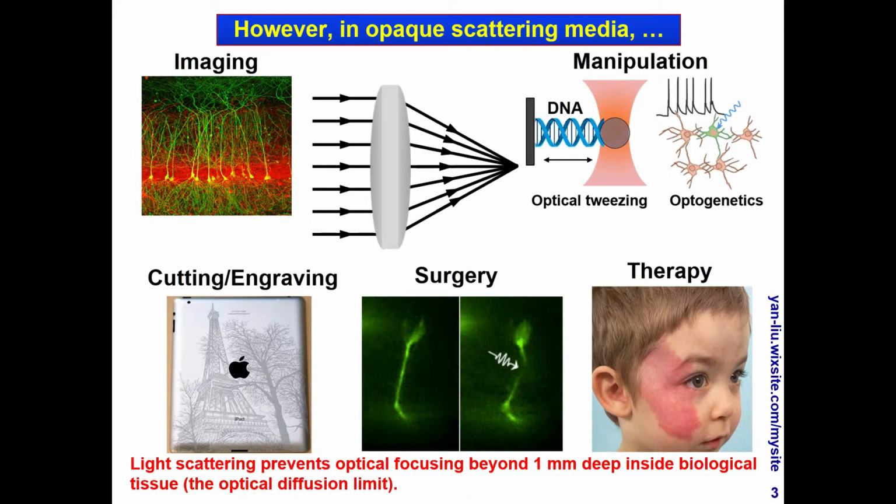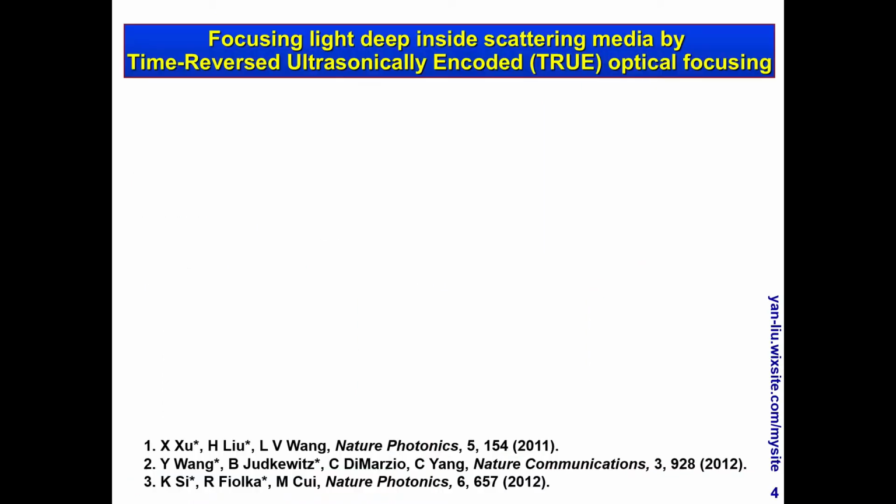Therefore, it is highly desired to break this optical diffusion limit and focus light deep inside scatter media to extend the operating depths of all these optical technologies. To achieve these goals, our labs and others developed time-reversed ultrasonically encoded optical focusing, or TRUE focusing, to focus light deep inside scatter media. Let me explain the principle of TRUE.